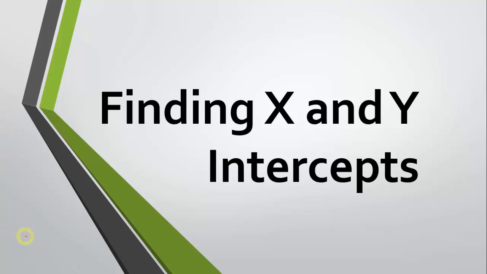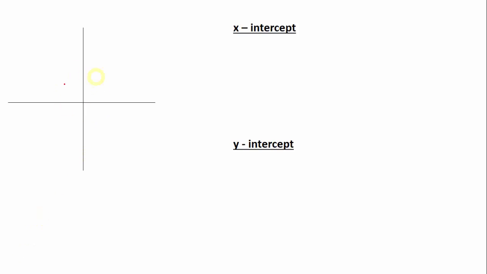In this video, we're going to be talking about finding x and y intercepts. So here you see a coordinate plane, and we know that this is the x-axis and that this is the y-axis. And if we were to draw a line across those two axes, the point where it crosses the x-axis is our x-intercept, and the point where it hits the y-axis is our y-intercept. So when we talk about x and y intercepts, this is what we're looking for.